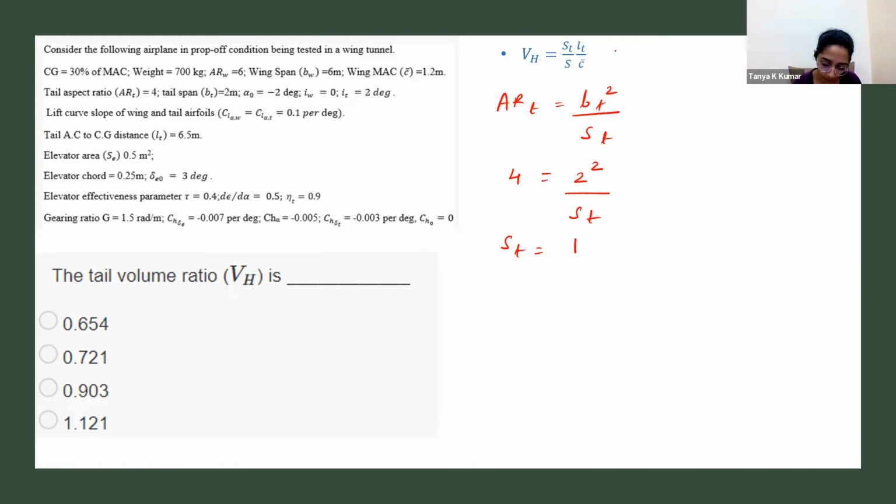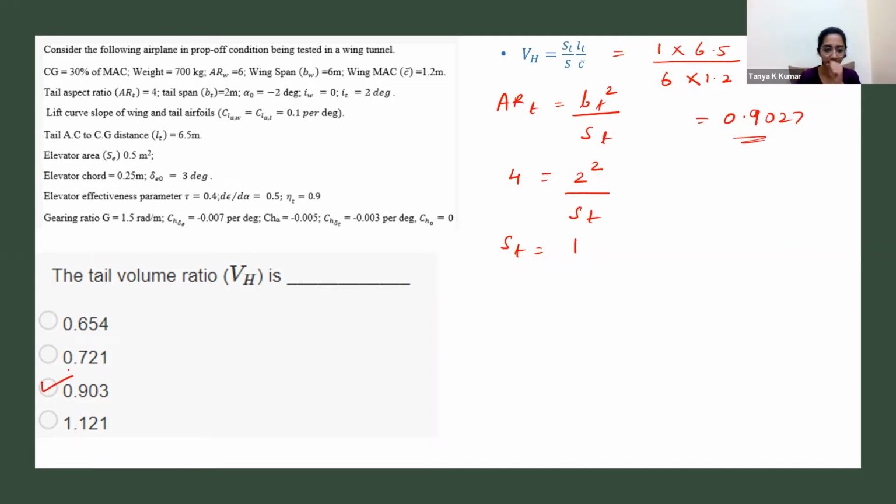Now you substitute all those values in your VH equation. So that's 1. How much is LT? 6.5. Your wing area was 6. Mean chord is 1.2. You just calculate and tell me the value. 0.5 divided by 6. Comes to 0.902. That is the third option.